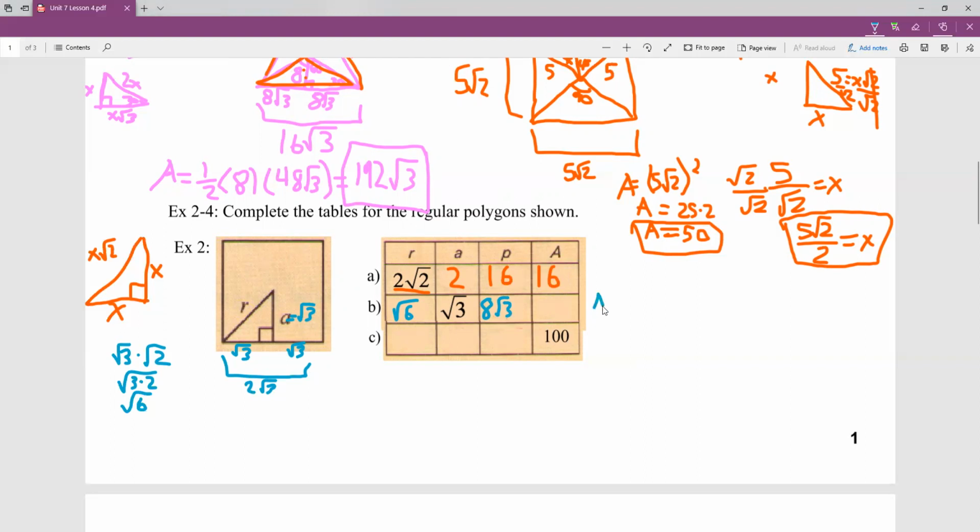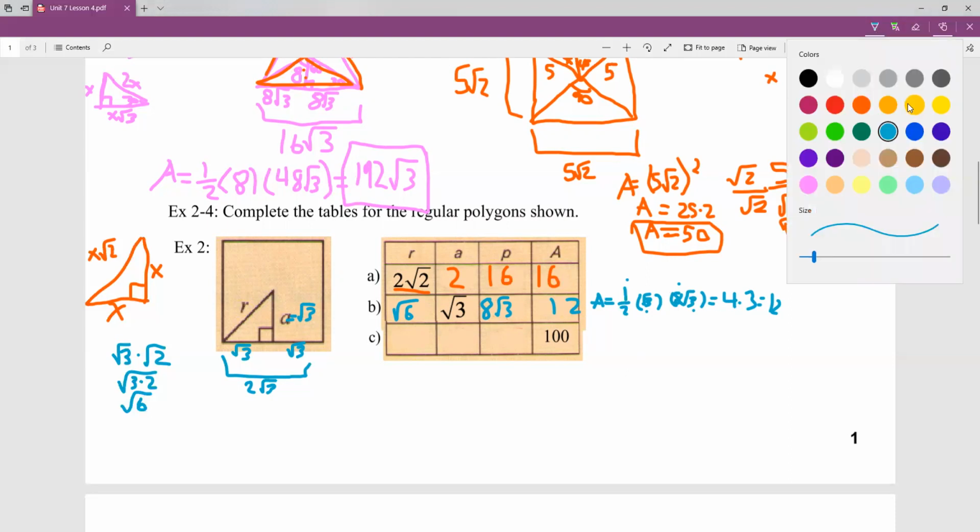And the area is equal to, in this case, you know what? I'm going to use 1/2 the apothem times a perimeter. So the apothem is root 3, and the perimeter is 8 root 3. So I'm going to do 1/2 times 8. It's going to give me 4 times root 3 times root 3 is going to give me 3. 4 times 3 is going to give me 12. Cool.